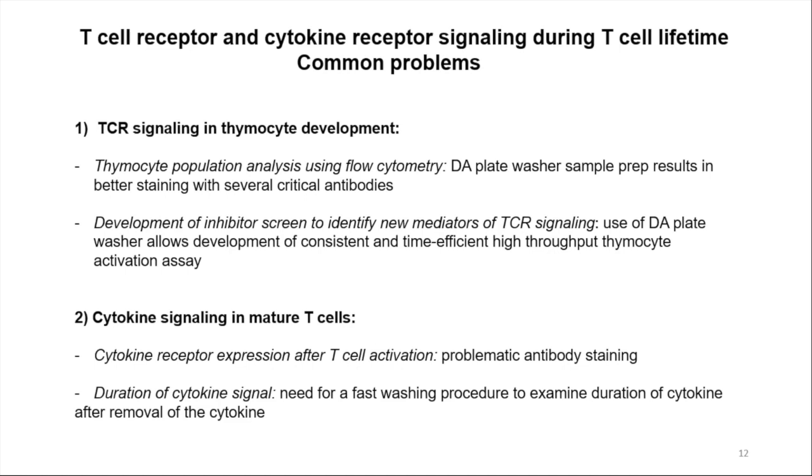Thank you, Elijah. And I'm going to continue the story and show you some data that we have on cytokine signaling in mature peripheral T cells. With those experiments, we had two problems, one of which was the cytokine receptor expression after T cell activation, in which some of our antibodies were giving us very problematic staining, as you will see.